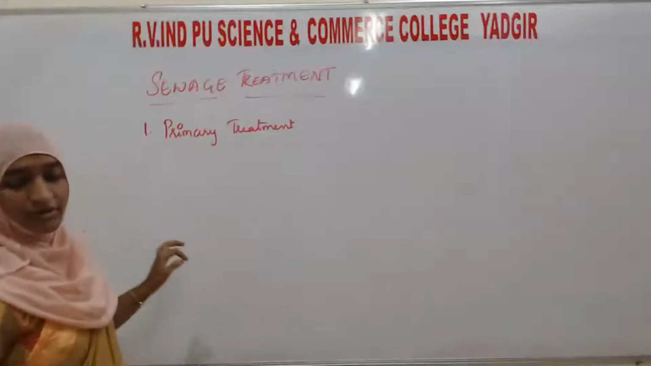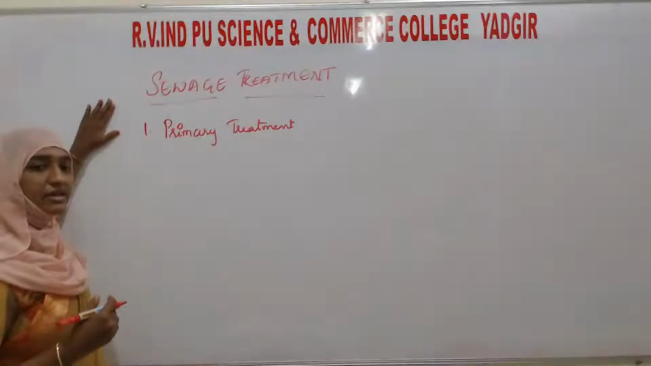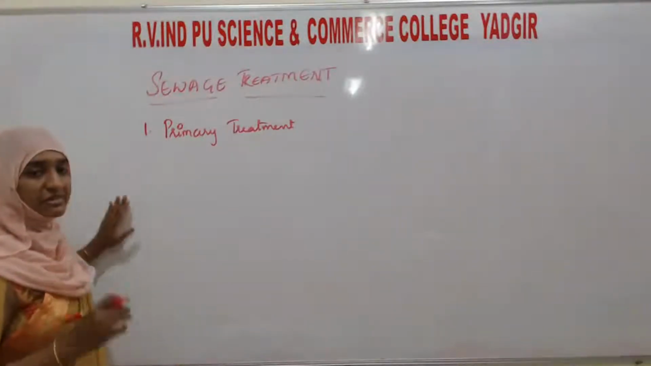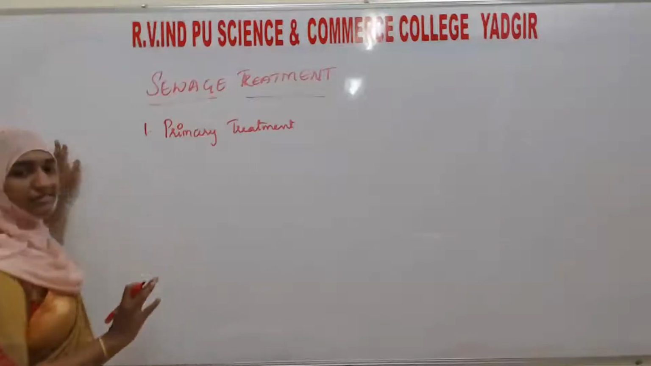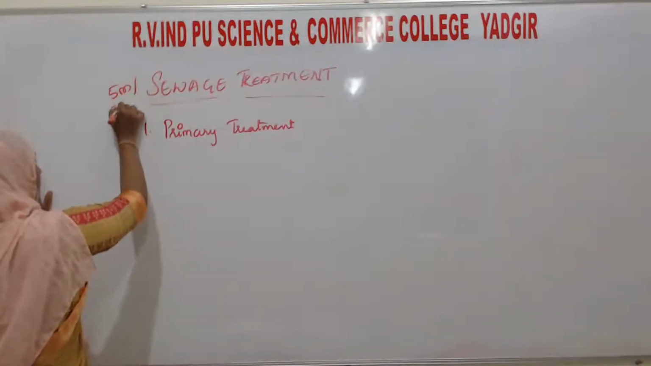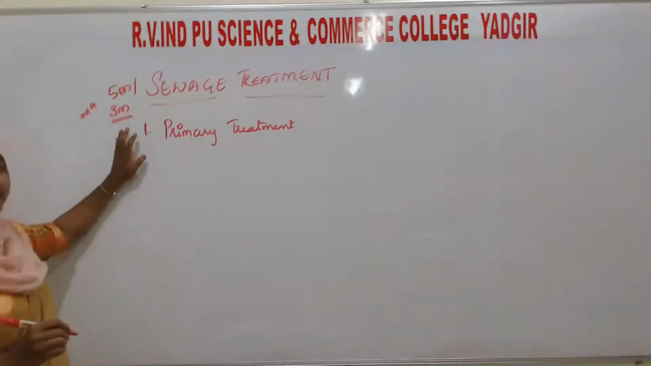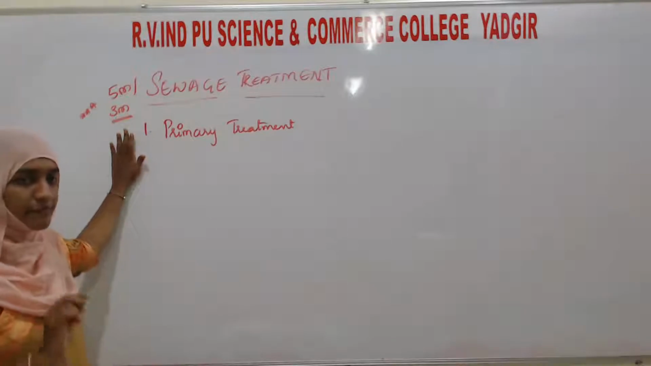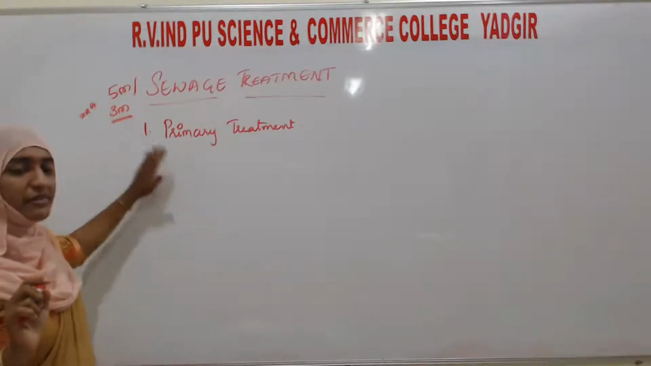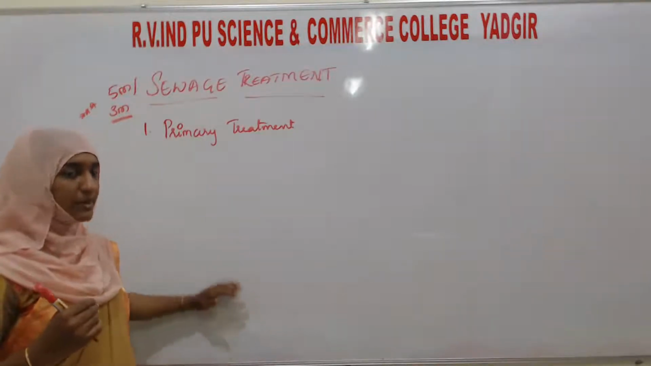This is a very important question. Sometimes they will ask only the primary treatment, sometimes only the secondary treatment. These two treatments are very important. Otherwise, they will ask for 5 marks or 3 marks. If they are asking for 3 marks, the question will be like: what is sewage? Explain the primary treatment or the secondary treatment.